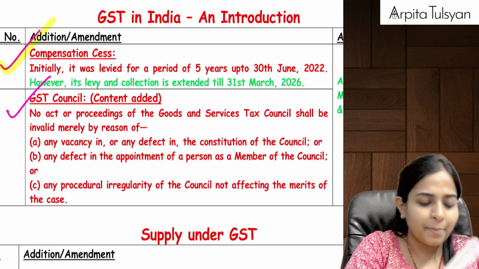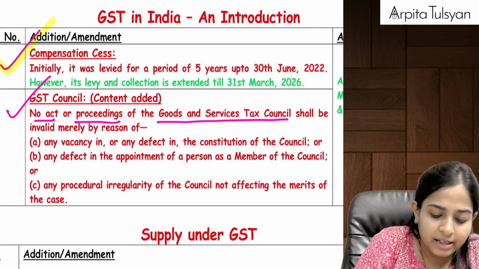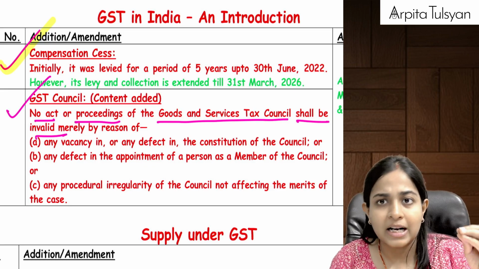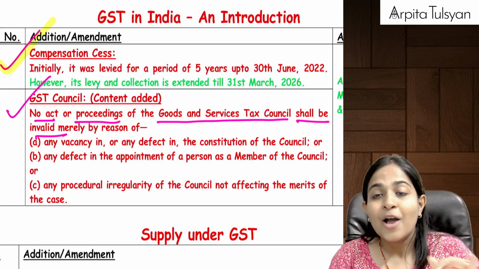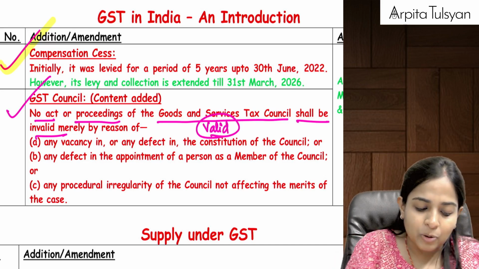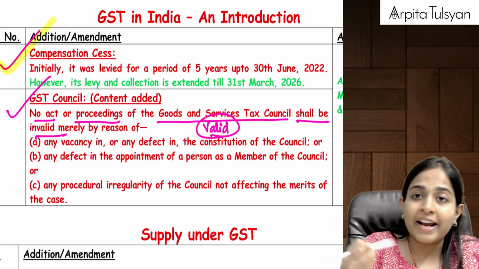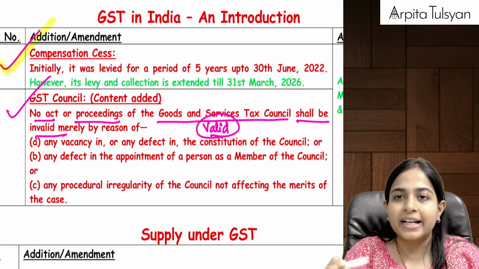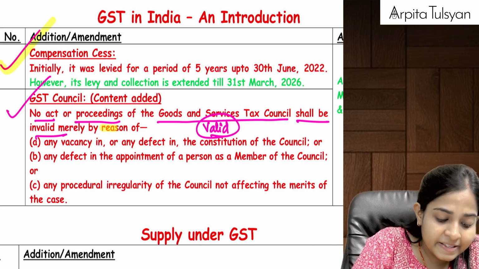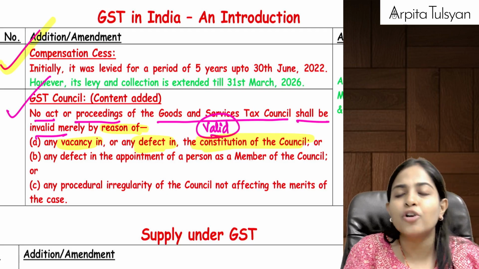Very general, very basic. No act or proceedings of the GST council shall be invalid. It means any work done by the GST council will not be invalid. Not being invalid means everything done by the GST council is going to be valid. Now, in which circumstances will any work done by the GST council be considered valid? By reason of any vacancy or any defect in the constitution of the council.